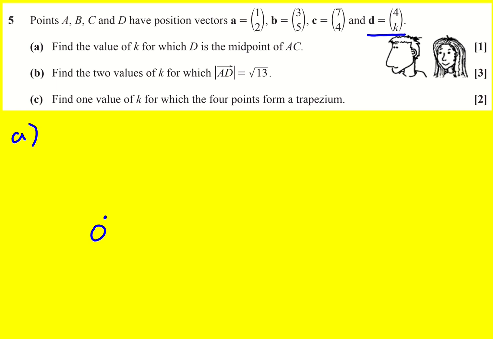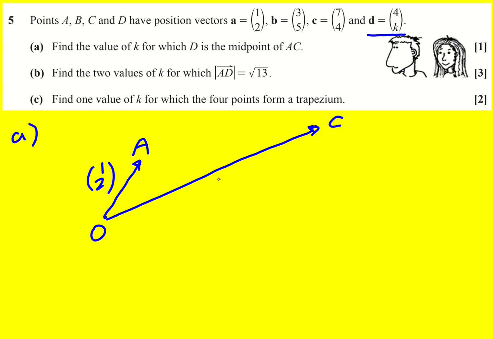We've got an origin, which I'm going to label O. And the vector A is going to be 1 along and 2 up. Might look a little bit like that. And then this is point A. And then C is 7 along and 4 up. So maybe it's over here somewhere. And we can connect these, and then the midpoint is going to be here.